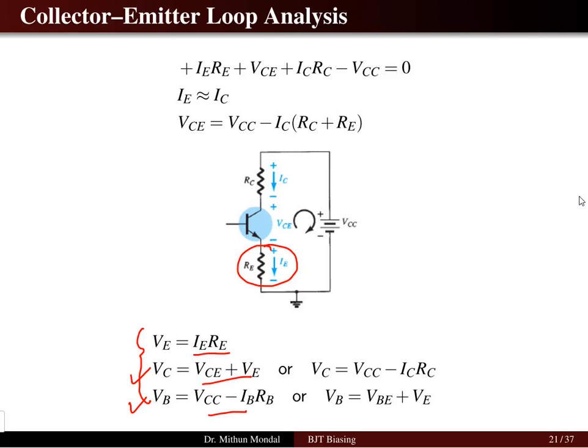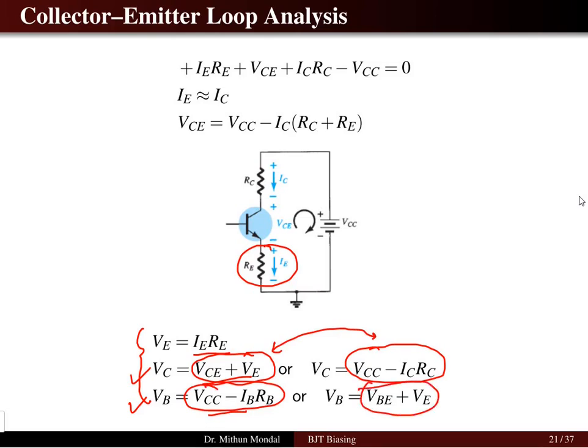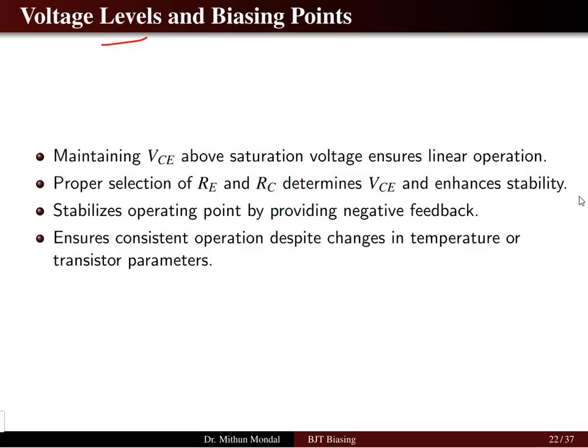So different forms we can get for the collector voltage, either in the form of VCE plus VE or in the form VCC minus ICRC. Depending upon what is available in the data, we can use any expression of the collector voltage and the base voltage. The voltage level and the biasing point: maintaining the collector to emitter voltage above the saturation voltage will ensure the linear operation of the BJT.